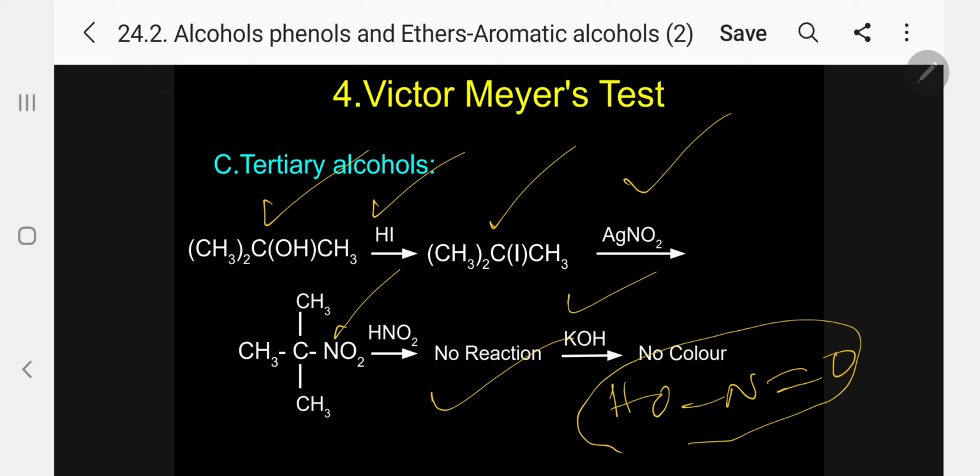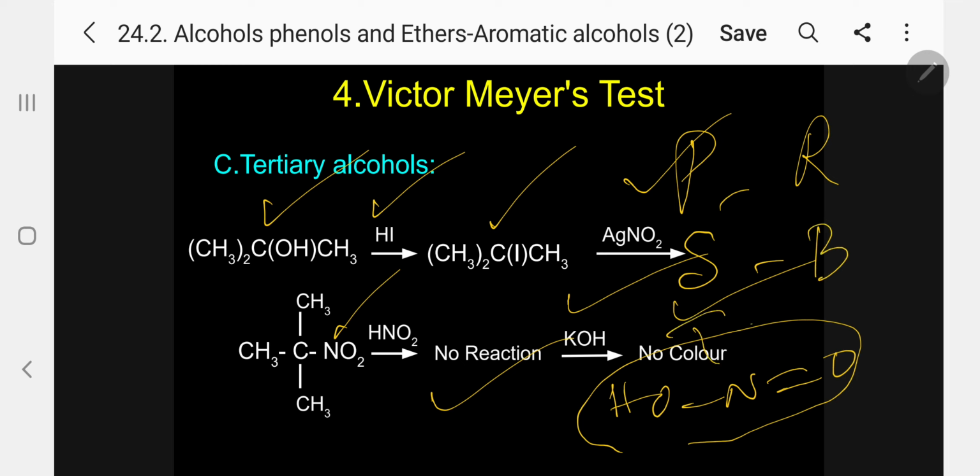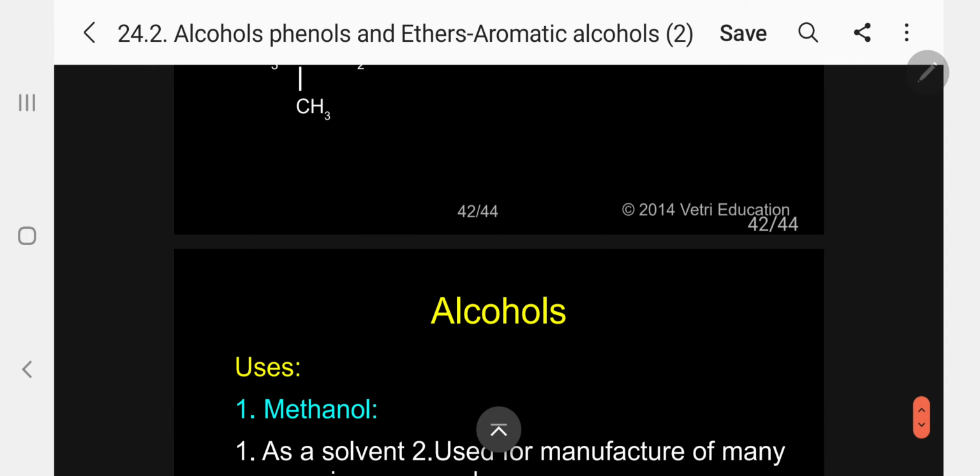So correspondingly with potassium hydroxide, no color is produced. So no characteristic color in the case of tertiary. Let me come to the conclusion. Primary red color, secondary blue color, tertiary colorless. Please follow. So this way you can memorize this Victor Meyer test.